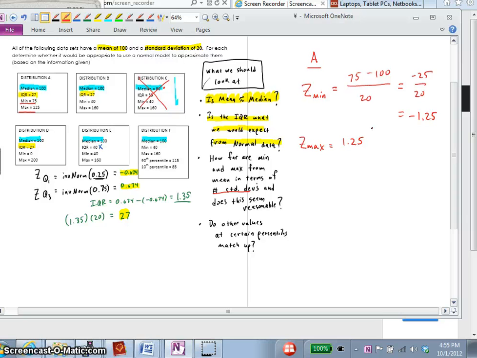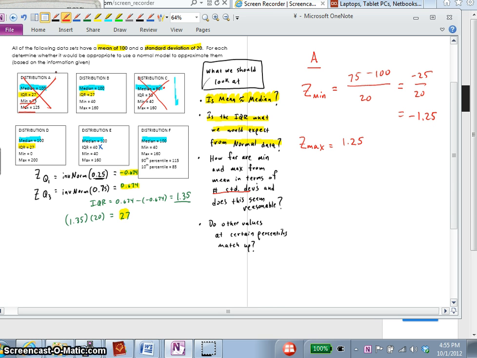That doesn't really compute with a normal model. We should have data further away. We should have about 5% of the data points outside of 2 standard deviations. We have all the data within 1.25 standard deviations. So that's going to knock out distribution A. Distribution A is likely not a good candidate to be modeled with a normal model.